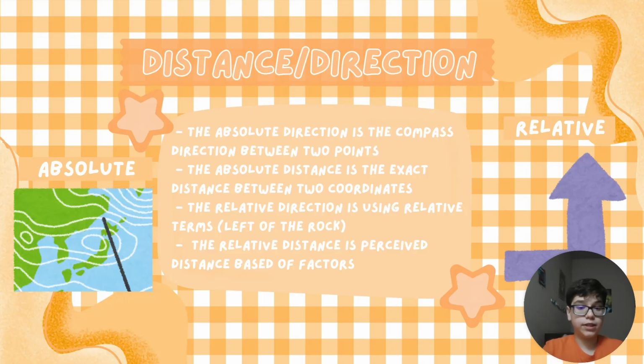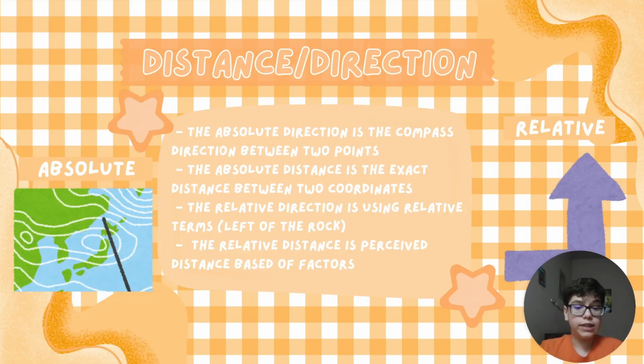Next is the absolute distance, which is the exact measurable distance between 2 points. And usually these points are going to be in the form of coordinates, which have your latitude and longitude. Okay, now the relatives. The relative direction is using relative terms. We're not giving an accurate scientific term like northeast, southwest. We're saying, okay, this point is left of the rock. This point is beneath the table. That's what we're talking about.